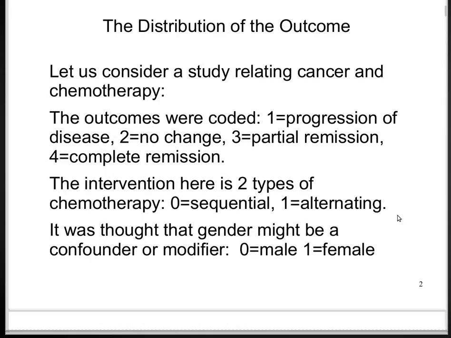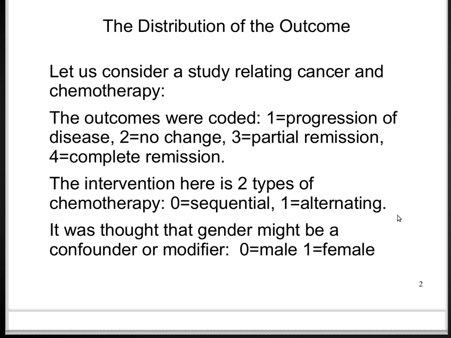Okay, so let's consider a study in cancer research, and we're interested in a form of chemotherapy, and there are two types: a sequential type of chemotherapy and an alternating form of chemotherapy. And then there are outcomes, and for our purposes here, we'll suppose that the outcomes have been grouped into four mutually exclusive and exhaustive possibilities. And we'll use codes 1, 2, 3, 4.